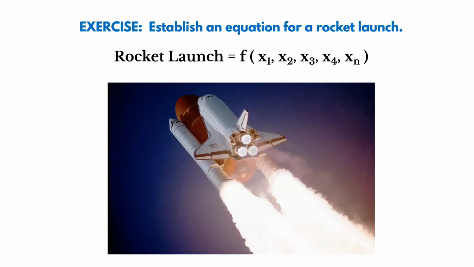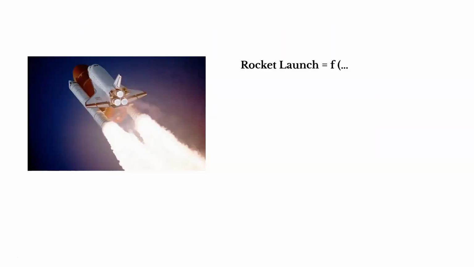Okay, so let's do an exercise real quick here. Let's try to establish an equation for a rocket launch. Okay, so a rocket launch, a successful rocket launch, is the output we're seeking. What could be some inputs that might affect that? So it could be the weather, obviously. Could be the launch location. Are we launching in the northern hemisphere or the southern hemisphere, or near the equator?